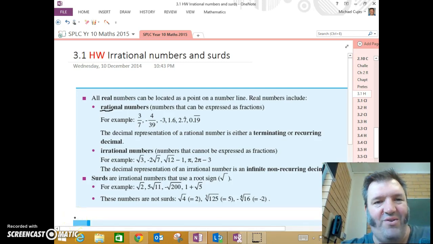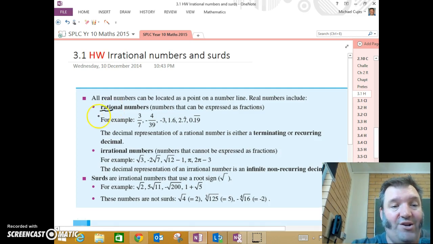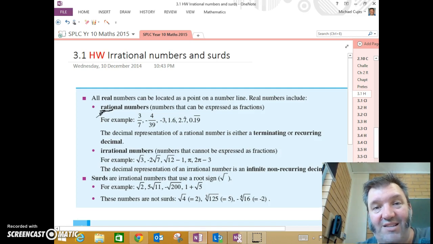All right, 10.3.1, irrational numbers and surds. Rational numbers we've looked at before. They're part of our real numbers. Real numbers, remember, are anything on a number line. Rational numbers, the hint is in the word ratio, you can see I've already underlined it. They can be expressed as a ratio, as a fraction, involving two integers, two whole numbers, positive or negative.